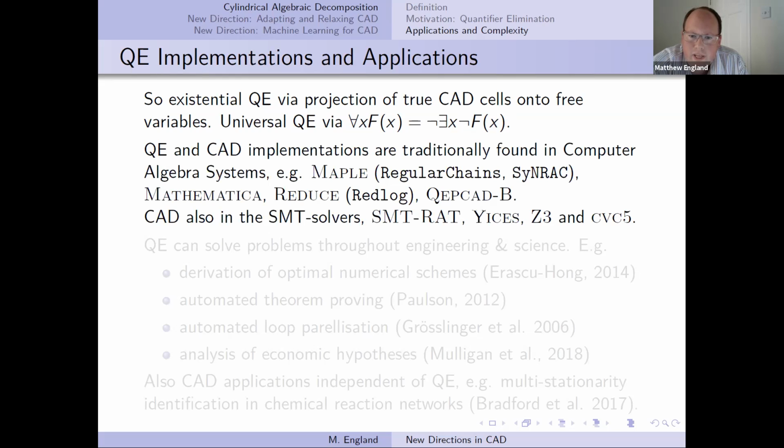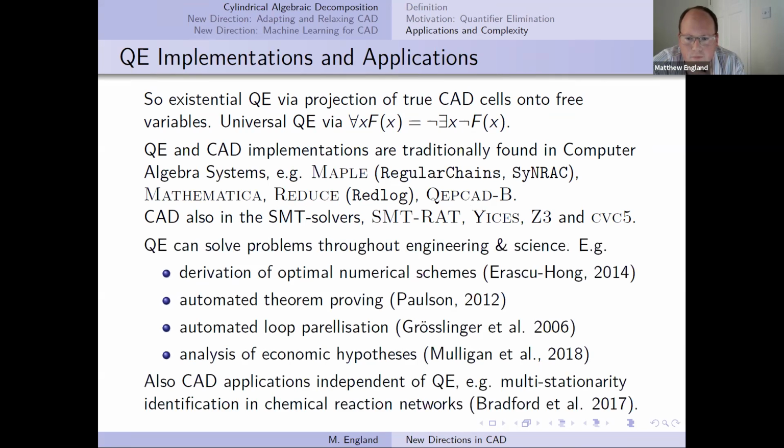So QE and CAD is kind of a classical area found in computer algebra systems. There are implementations in the big ones, Maple and Mathematica. In fact, at least 2 or 3 different implementations in Maple. There's a very good one also in Reduce. And there's some standalone systems for it, such as QEPCAD. And more recently, as I'll talk about in a moment, there's implementations in a variety of SMT solvers.